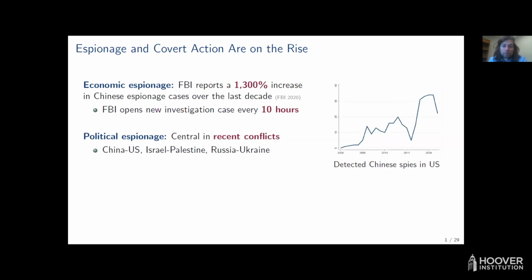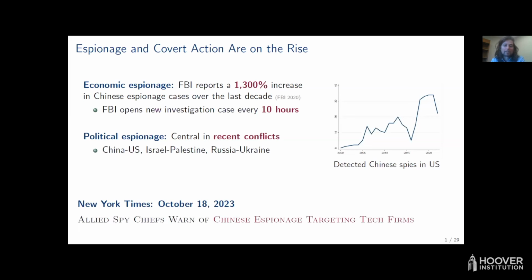And so that's for economic espionage. And at the same time, there's a lot of political espionage as well, which has been central in recent conflicts. For example, between China and the US, Israel and Palestine, or Russia and Ukraine. I brought you a few newspaper headlines, all from the New York Times, but you could have chosen any. So this one reads, Allied spy chief warns of Chinese espionage targeting tech firms. That's from last year. And there's one on Chinese hackers target phones used by Trump and Vance. Suddenly, Chinese spies seem to be popping up all over Europe.